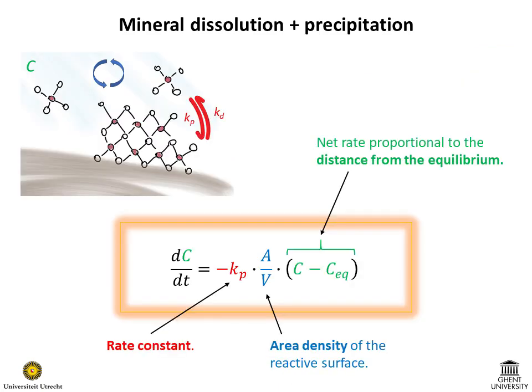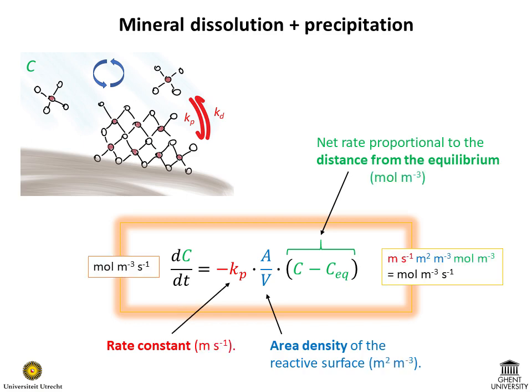Taking these results together, we see that the rate for the mineral dissolution precipitation reaction is proportional to the distance from the equilibrium concentration. Additionally, it is proportional to the area density of the reactive surface and the rate constant of the precipitation reaction. To verify that the mass balance is correct, we check the units.